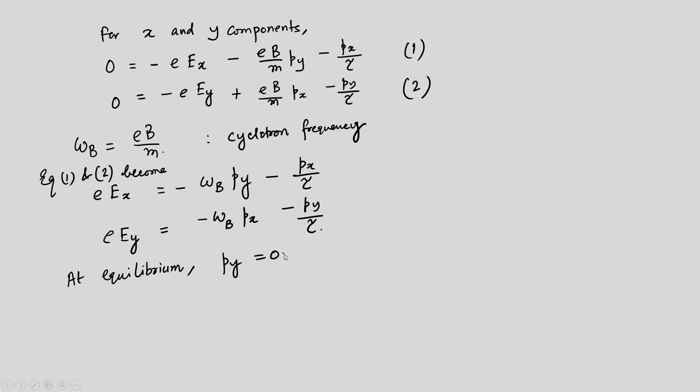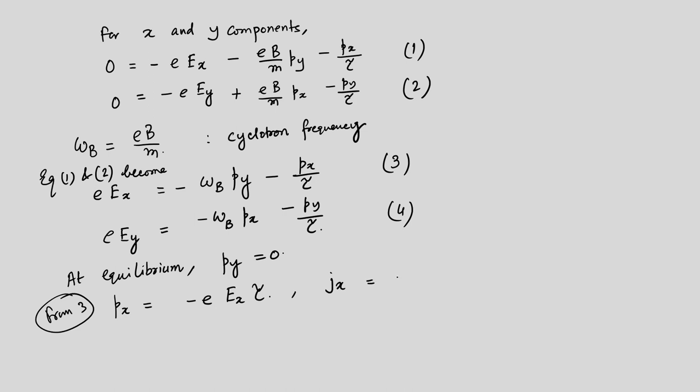So if you put that, then Px is equal to minus Ex tau. This Px comes from the first equation, so let's call it equation number 3, and then equation number 4. From 3, you get this. As a result, you get J, which is nothing but Ne into P by M, because it's NeV. That's how the current density is defined in terms of the velocity of the electrons. So this is equal to minus NeVx, and this is equal to minus NePx over M.